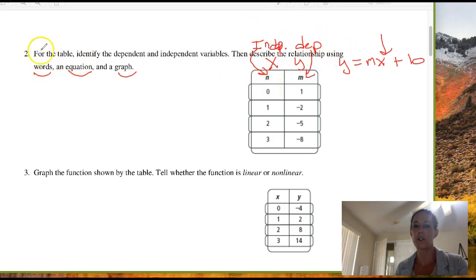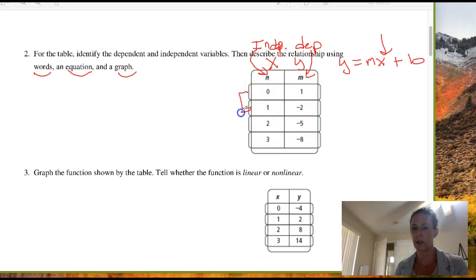Now let's describe the relationship using words, equation, and a graph. Well, let's look at what happens. When I plug in n, I plug in 0 and I get out 1. I plug in 1 and I get out -2. I plug in 2 and I get out -5. I plug in 3 and I get out -8. Well, how does this change?